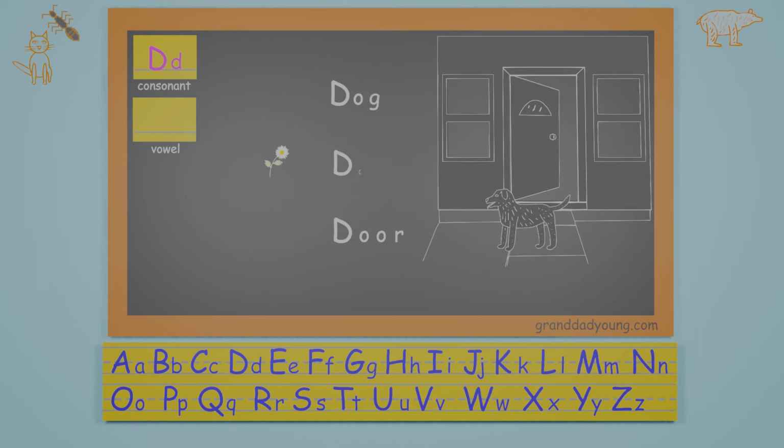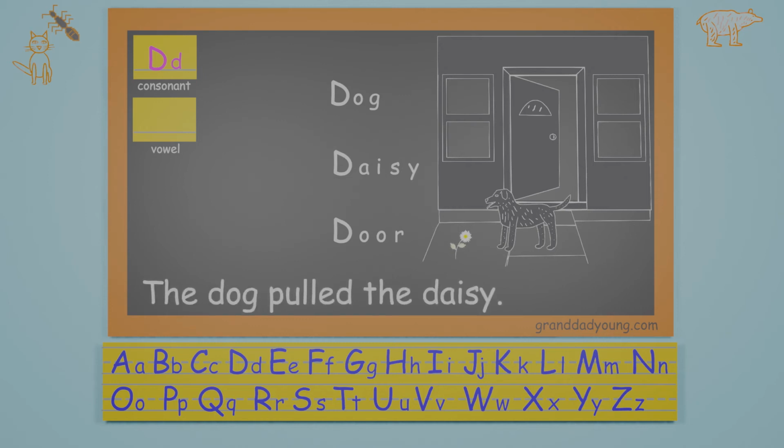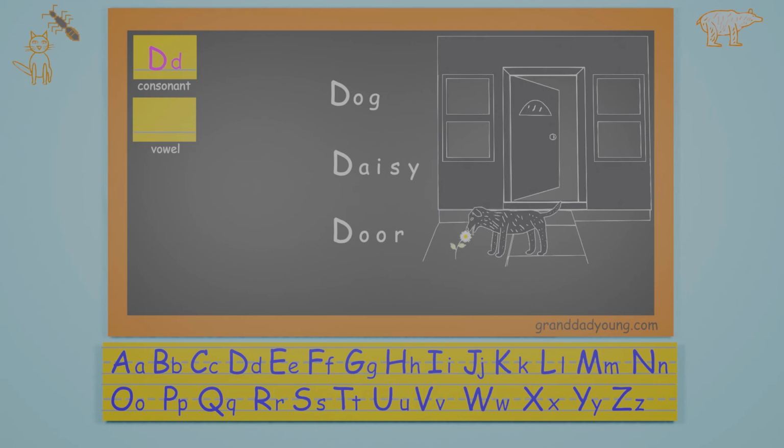Daisy. D-A-I-S-Y. A pretty flower that blooms in the spring. Our yard has many daisies. The dog pulled the daisy. Dexter loves to play tug.